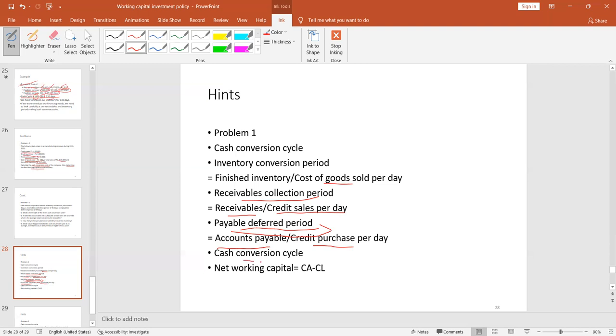What was the formula again? Sir, operating cycle minus payable period. And how do you calculate net working capital? What is the formula? Current assets minus current liabilities. Current account or current assets? Sorry, current assets. Very good.